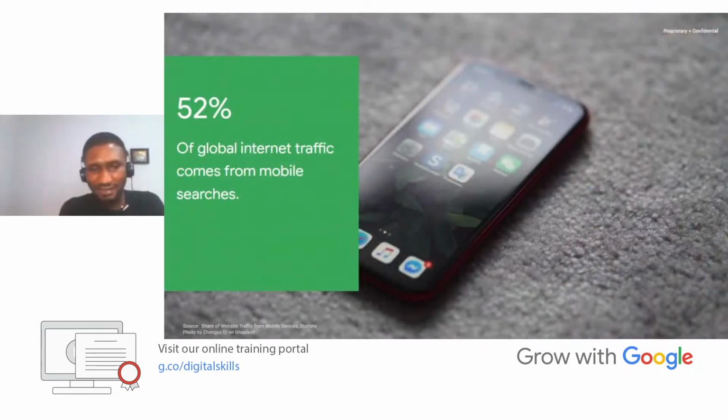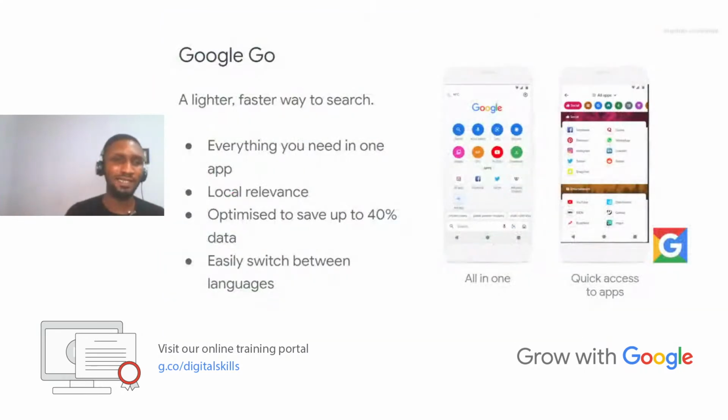So looking at searching globally, 52% of the global internet traffic comes from mobile searches. So more people are going to be searching from their mobile phones, which is why Google has a nice interface for jobs, especially when you're using your mobile. And Google is very, very particular about helping.